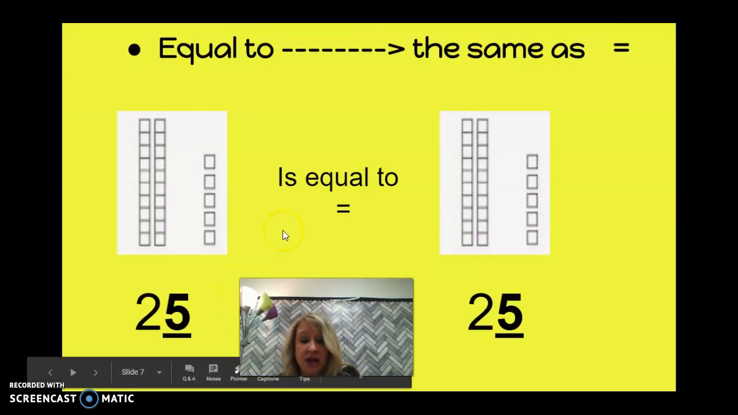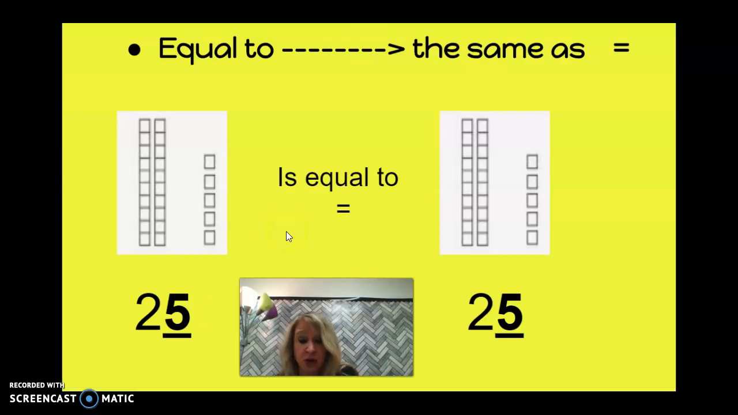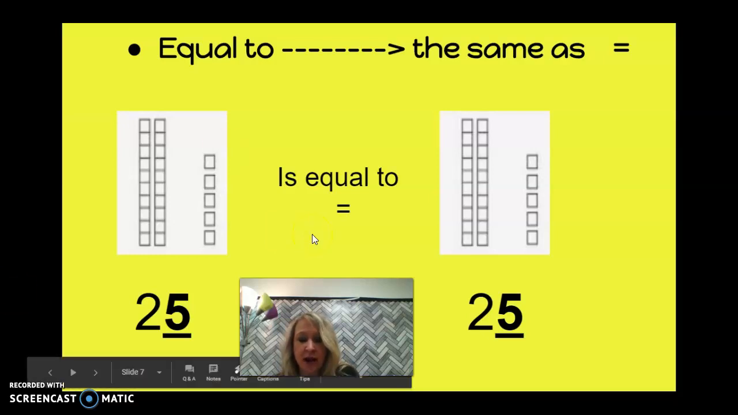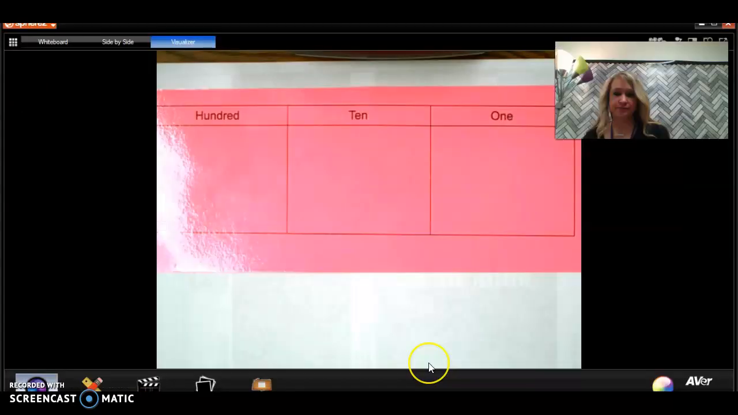So for today, we are going to use 4 different ways to show that a number is greater than or less than another number. So let's go practice with some word problems. Ready? Okay. I have a problem. So it says here that Amanda has 114 pieces of paper. So I am going to show Amanda's pieces of paper with my base 10 blocks.